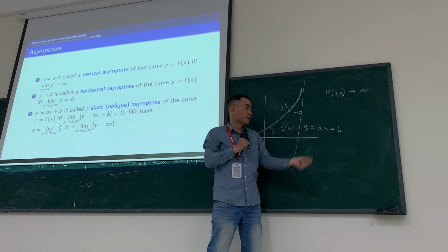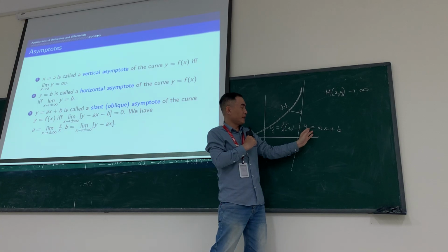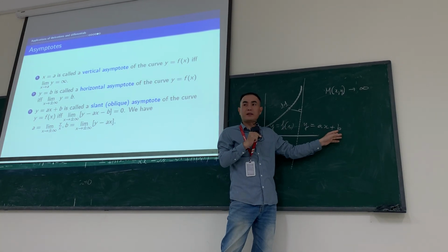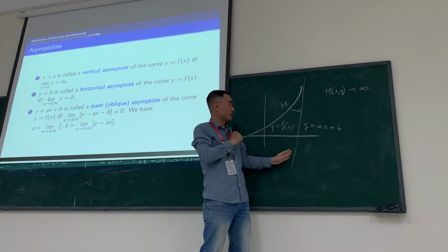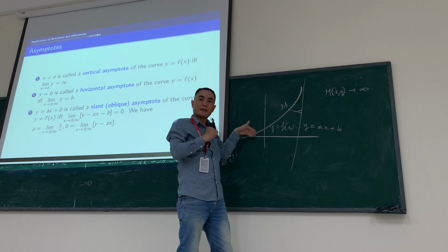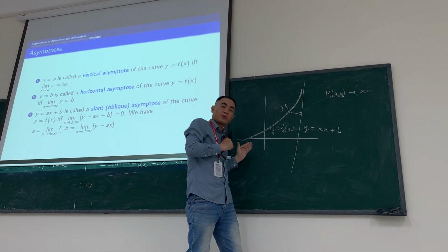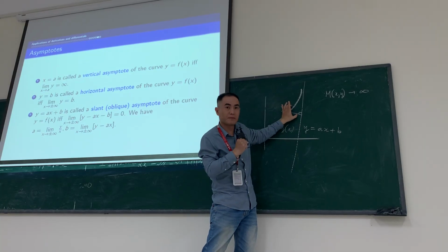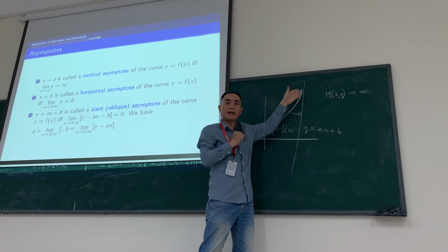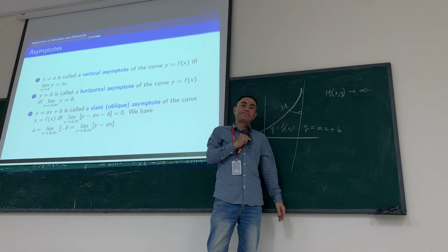Okay. The line is an asymptote of the curve if, when the point M belongs to the curve and tends to infinity, the distance between the curve and the line tends to 0.